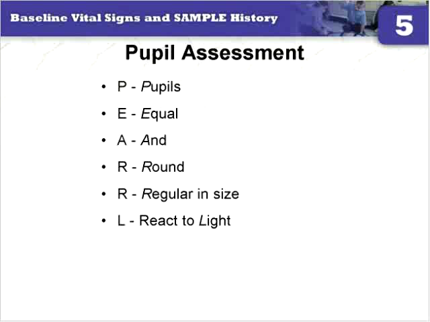Pupil assessment. You have pupils. We use the mnemonic PEARL, which is pupils equal and round, regular in size, and react to light. Pupils equal and regular reacting to light is PEARL. It's considered PEARL.